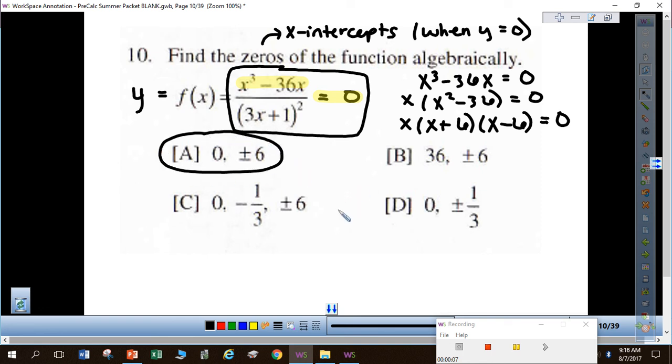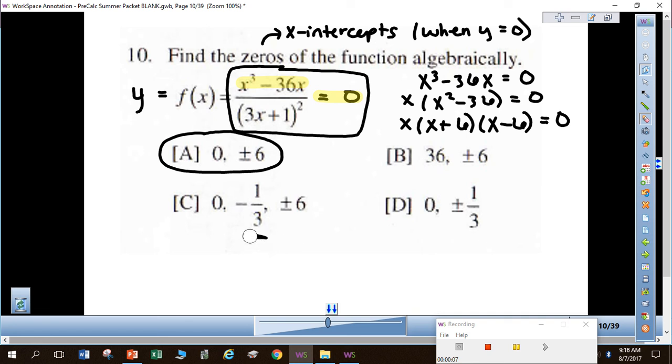The most common mistake I see on this problem is that students will also think about what do I have to do to get the denominator equal to 0, which is why you'll see these two answer choices involve a 1/3, because that would be the result of setting our denominator to 0. But what you need to remember is that the denominator doesn't matter.